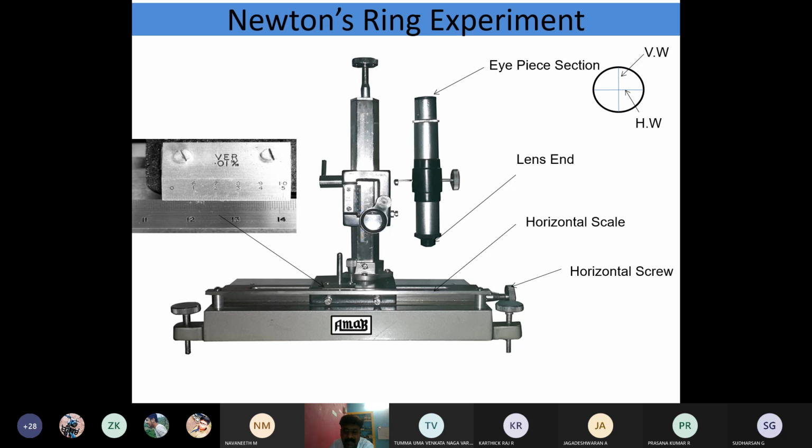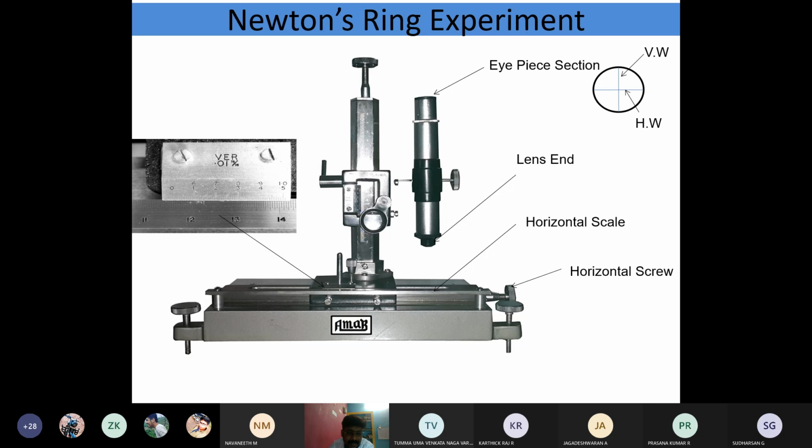Here we have a horizontal scale. It is a long base scale, called the main scale. Above the main scale, we have a movable scale, which is nothing but the vernier scale. I have shown that here at the left side.